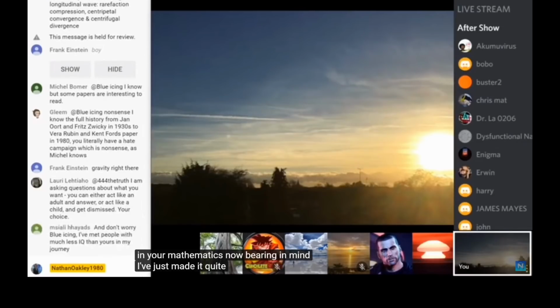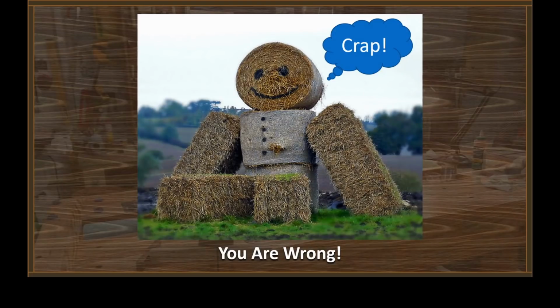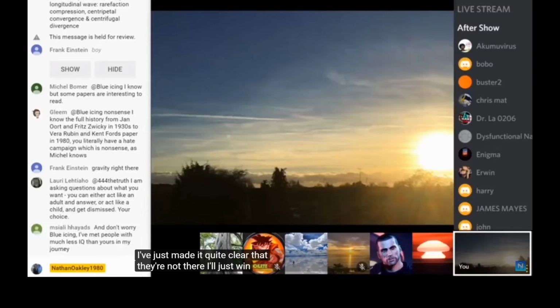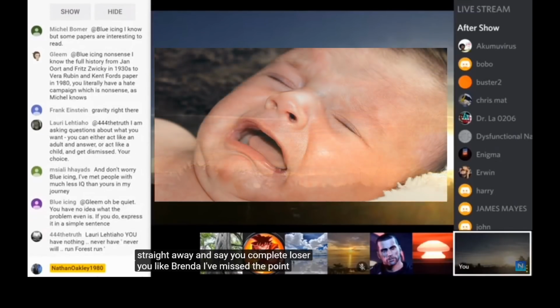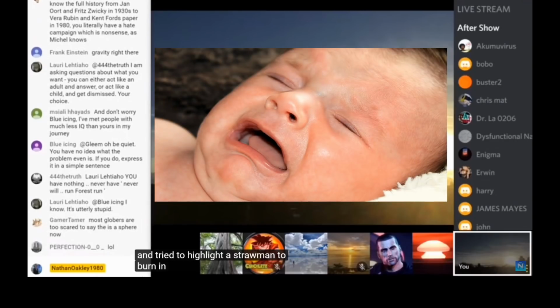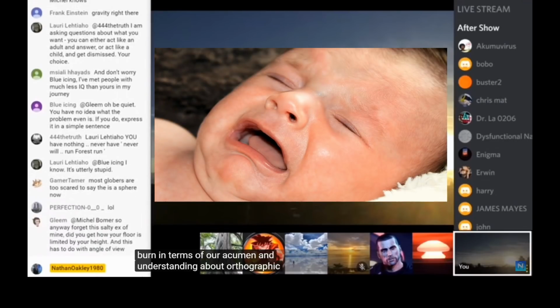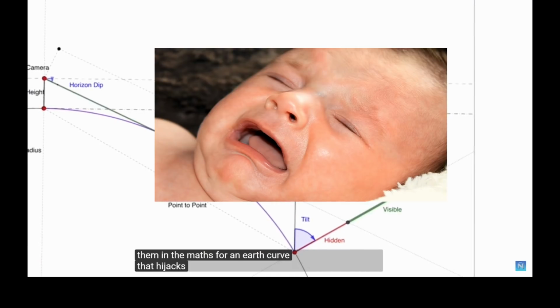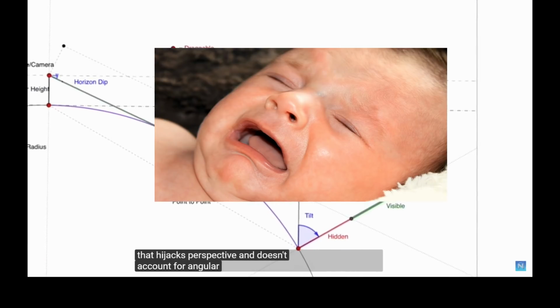Now, bearing in mind I've just made it quite clear that they're not there. And I just made it quite clear that you're wrong. I'll wrap this up straight away and say, you complete loser. You, like Brenda, have missed the point and tried to highlight a straw man to burn in terms of our acumen and understanding about orthographic representations that do include angular sizes when yours don't include angular sizes, the point of our argument. So, we'll discuss the angular sizes and how they're represented in orthographic view as soon as you show them in the maths for an Earth curve that hijacks perspective and doesn't account for angular size change.